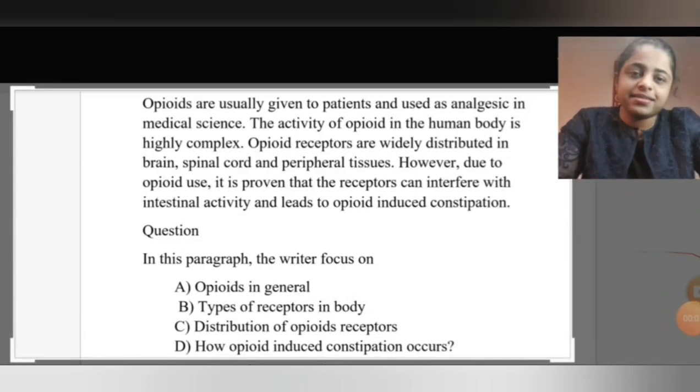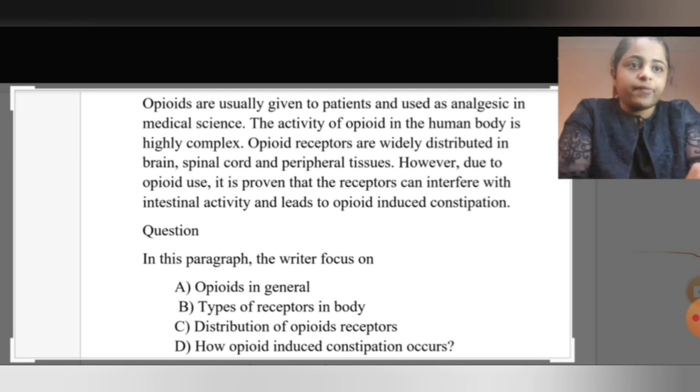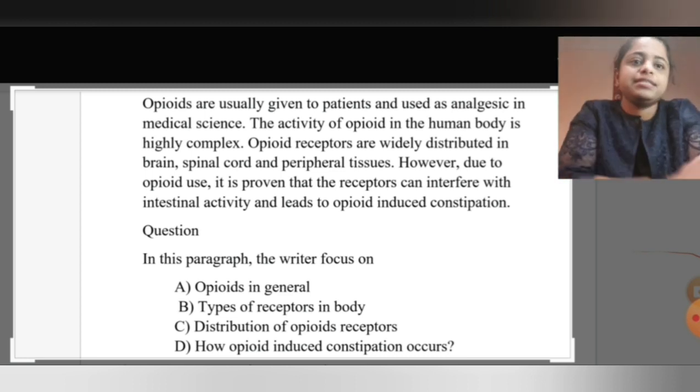Now, let's look at a different text. So, in this text, we usually go and read the question first. So, in the question, it says, in this paragraph, the writer focus on. So, you basically need to find out what the writer focuses on in this paragraph.